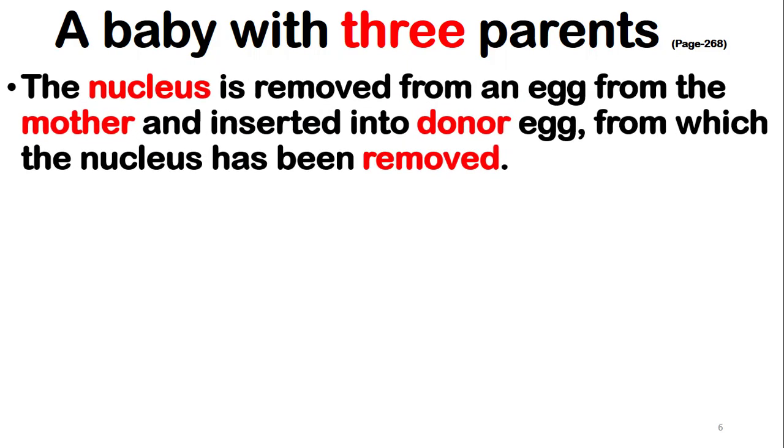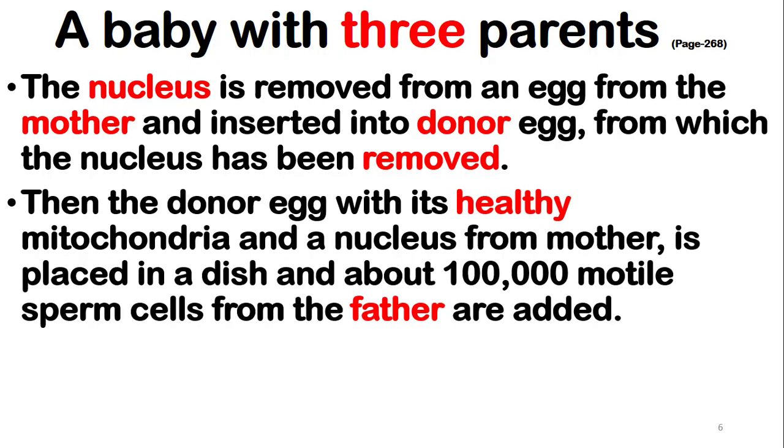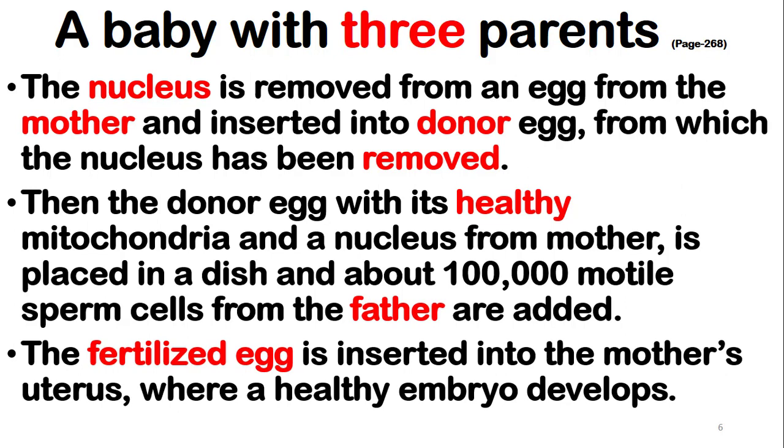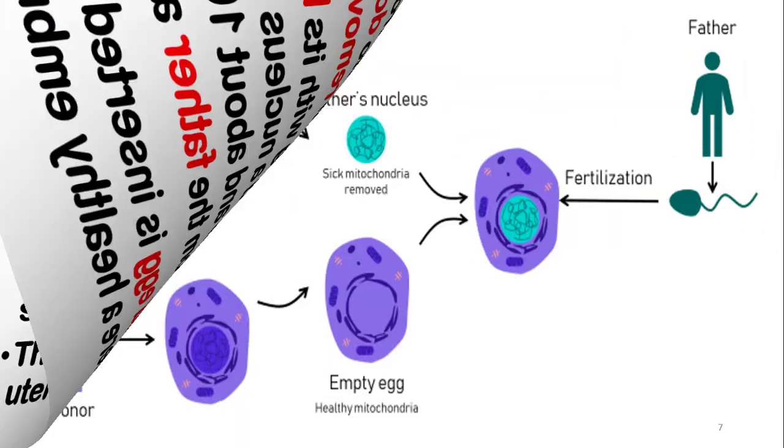The nucleus is removed from an egg from the mother and inserted into a donor egg, from which the nucleus has been removed. Then the donor egg with its healthy mitochondria and a nucleus from the mother is placed in a dish, and about 100,000 motile sperm cells from the father are added. The fertilized egg is inserted into the mother's uterus, where a healthy embryo develops.